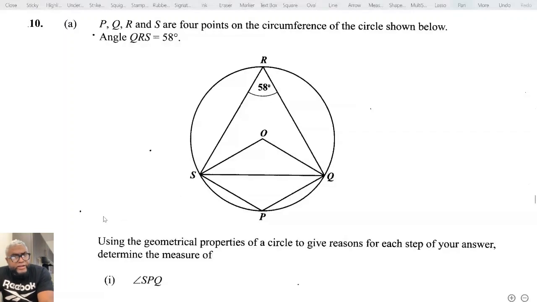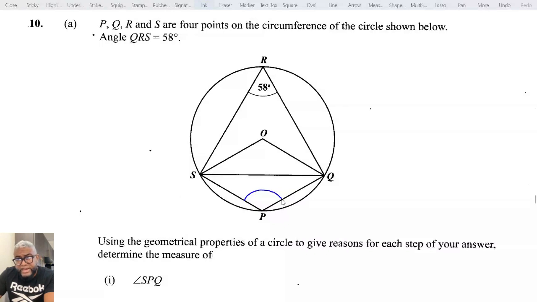So we have 4 points, P, Q, R, and S, on the circumference of a circle shown below. This is 2017. Angle QRS is indicated to be 58. They said, using geometrical properties of a circle, to give reasons for each step of your answer, determine the measure of SPQ. SPQ would be this angle underneath here.